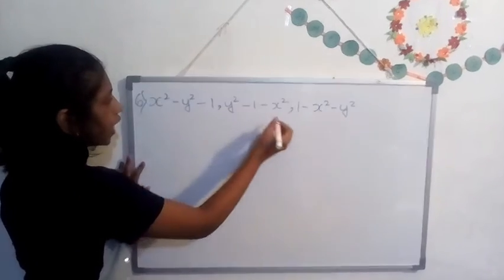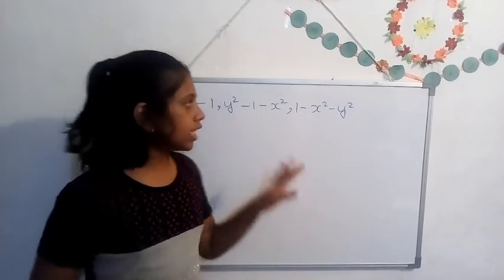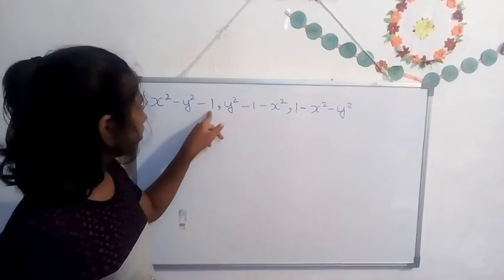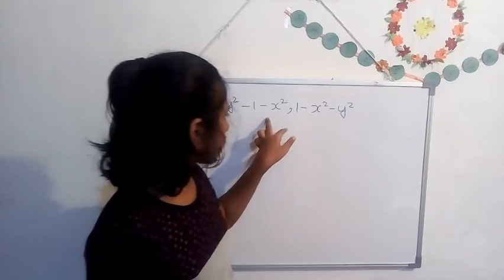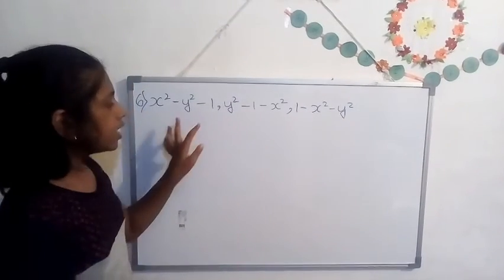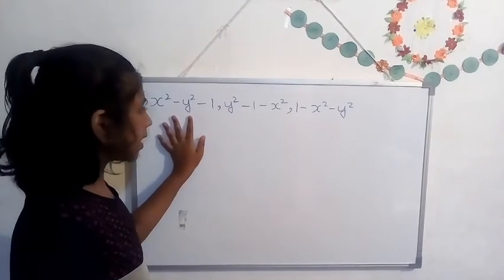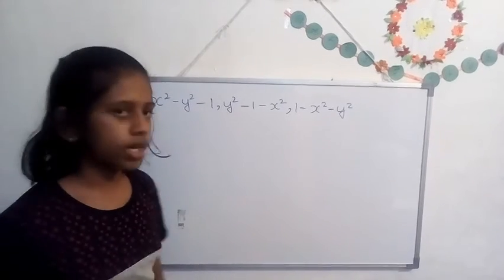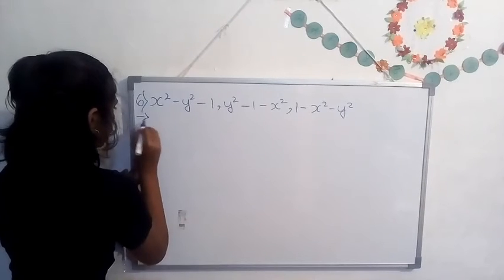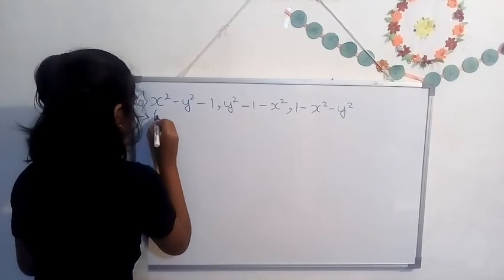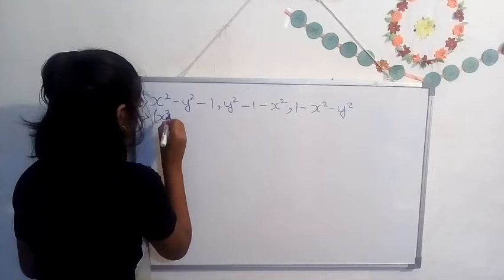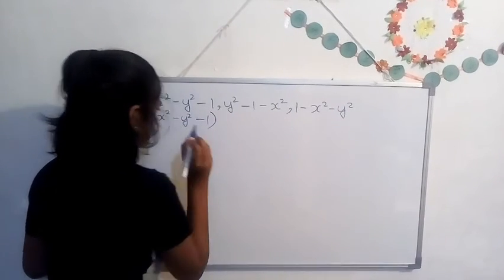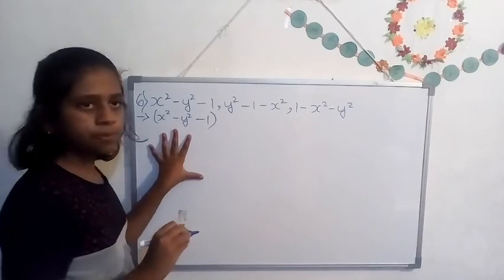First we are going to divide it into three parts because there are two commas between these expressions. One is after the minus 1 and another one is after minus x square. So in the first bracket we are going to write x square minus y square minus 1. So this is the first part.